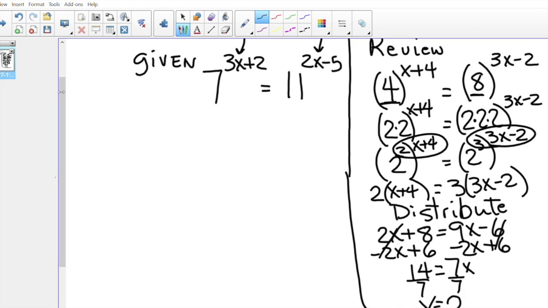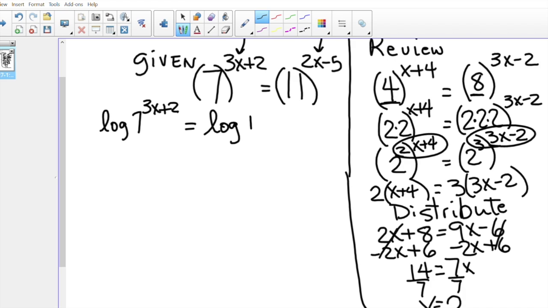Now our dilemma is we do not have that capability of changing 7 and 11 so they could have the same bases. Well, that's where we're going to use Mr. Napier's logarithms. So, the log of 7 raised to the 3x plus 2 equals log 11 to the power of 2x minus 5.